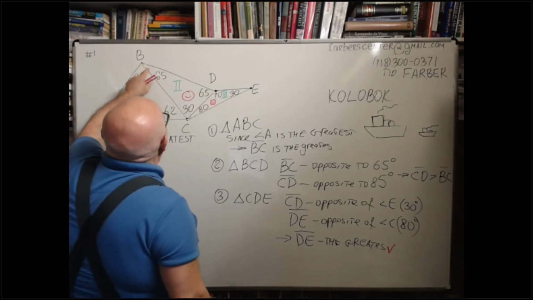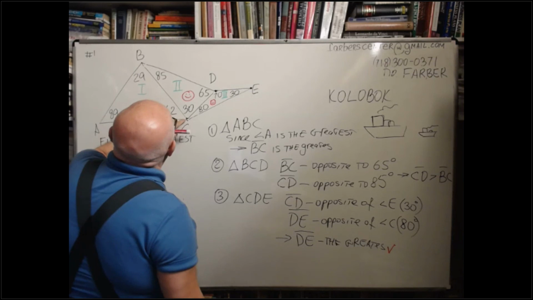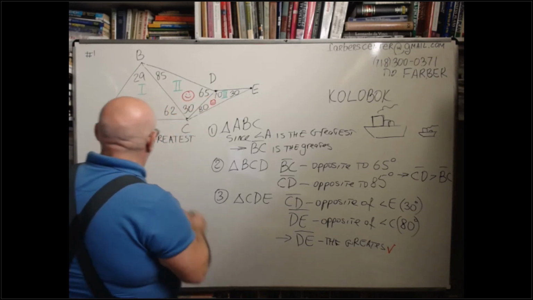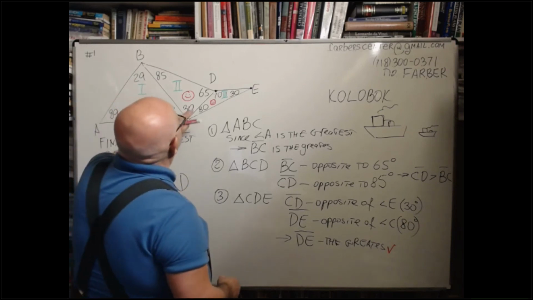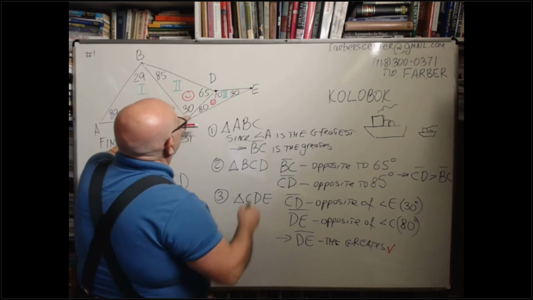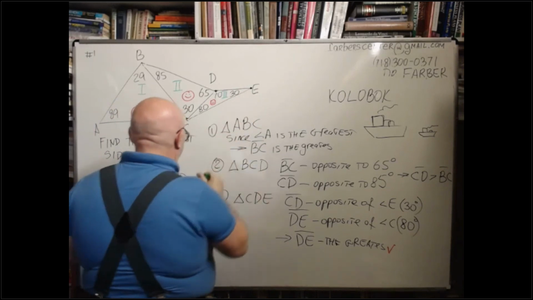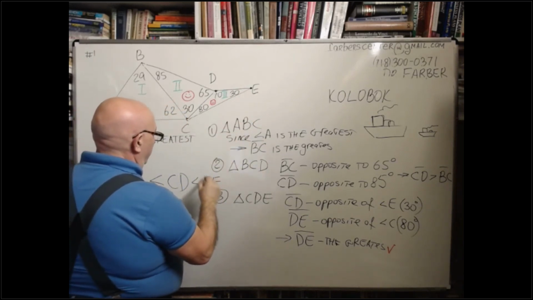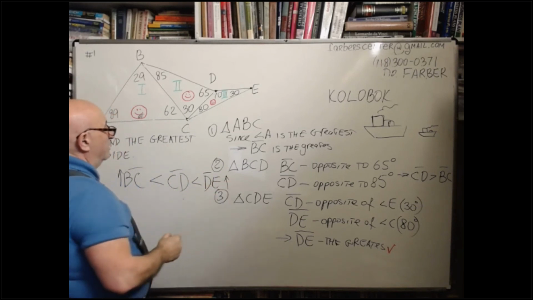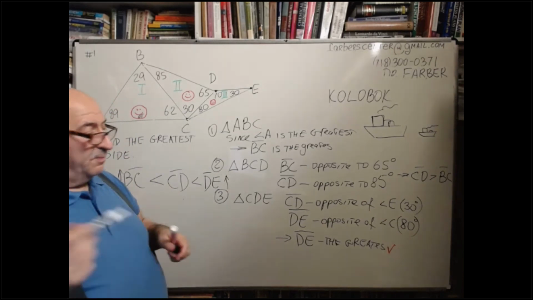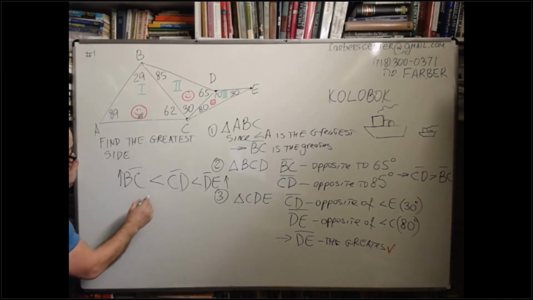But in this triangle, BC is smaller than CD. And this CD, if you go to the third triangle, is smaller than DE. You have this inequality with the greatest, definitely DE. This 85, I give an example. Look at this, they trick you. I have an example like this, a huge triangle.